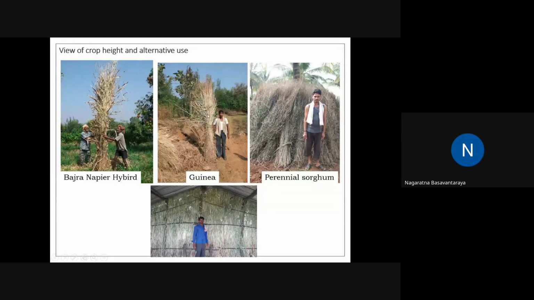And then the guinea grass, you can just see how the farmers have preserved it. Though it is dry, it still maintains the dry fodder value, and it can be fed to the animals. In case of the perennial sorghum, which I just mentioned we introduced in the coconut plantation, you can see how thin the stem is. So it makes a good dry fodder, and the excess fodder can be harvested, bundled, stacked, and kept for use during the lean season when the fodder availability is less to the farmers.